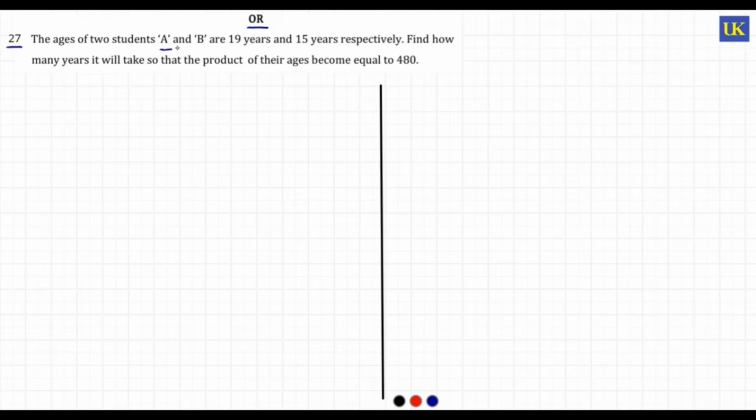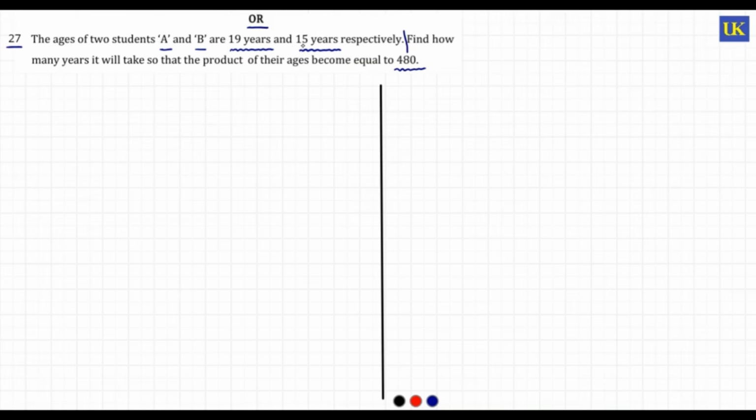So there is one student called A, there is another student called B. A's age they have given as 19 years and B's age they have given as 15 years respectively. Find how many years it will take so that the product of their ages becomes equal to 480. So they are asking us that today the age of A is 19 and the age of B is 15.